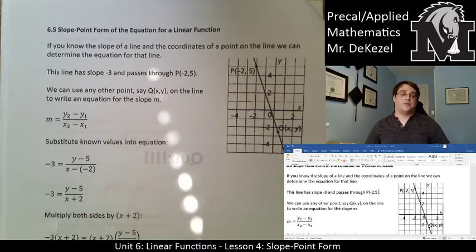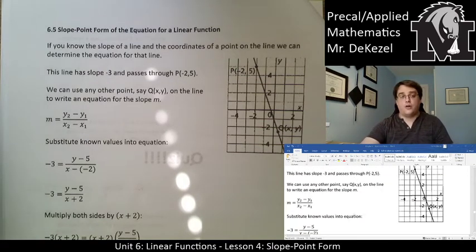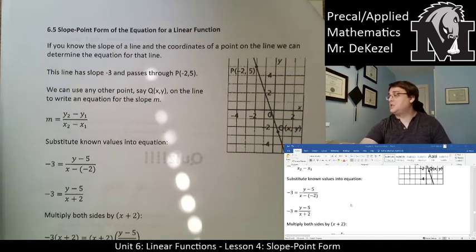So we are going to then plug that information, the slope, the point that we know, and our generic point into our slope formula. M is equal to y2 minus y1 over x2 minus x1, which is rise over run, and we're all very familiar with that at this point. So we're going to substitute the values in, and we're going to work the negative through on the bottom, and we get negative 3 is equal to y minus 5 over x plus 2.